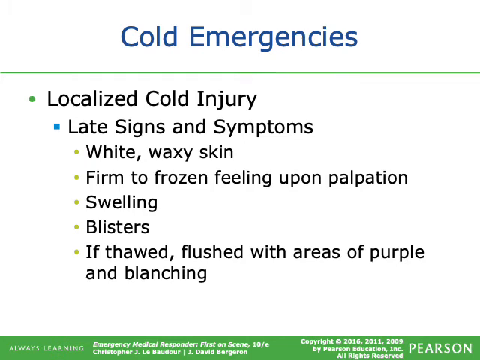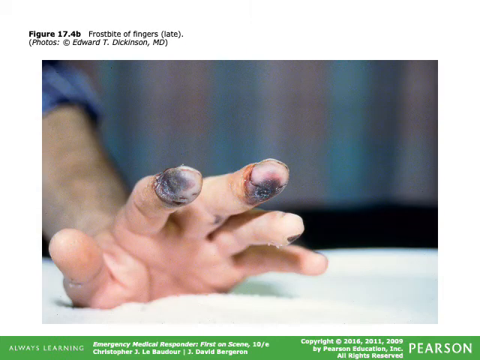Late signs and symptoms are going to be white, waxy skin, firm or frozen feeling upon palpation, swelling, blisters. If thawed, this is going to become flushed with areas of purple and blanching. So we all know what purple is, and blanching is going to be white. This is the image of late frostbite.